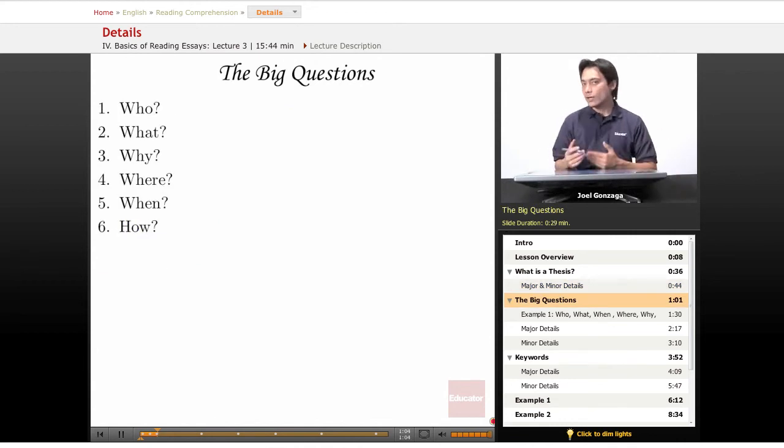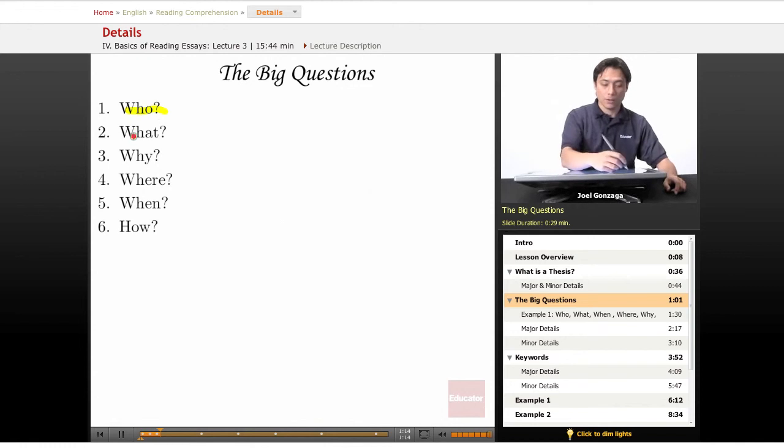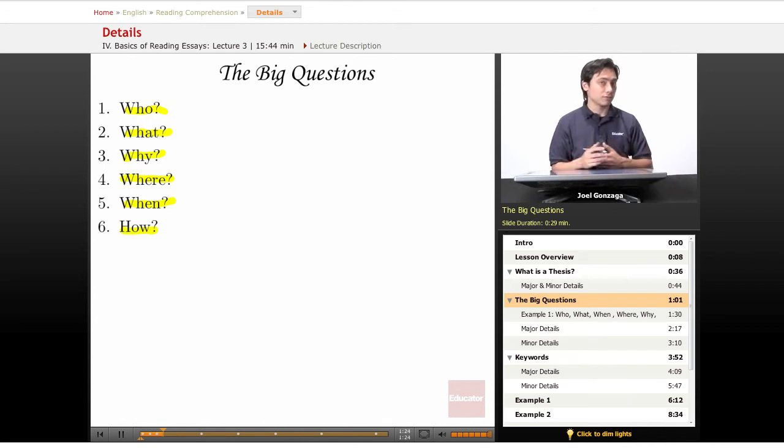So, how do major details and minor details support the thesis? Well, they support the thesis by answering important questions like who, what, why, where, when, and how. To give you examples, here's some things from the topic of ludology, that is, the study of game making.